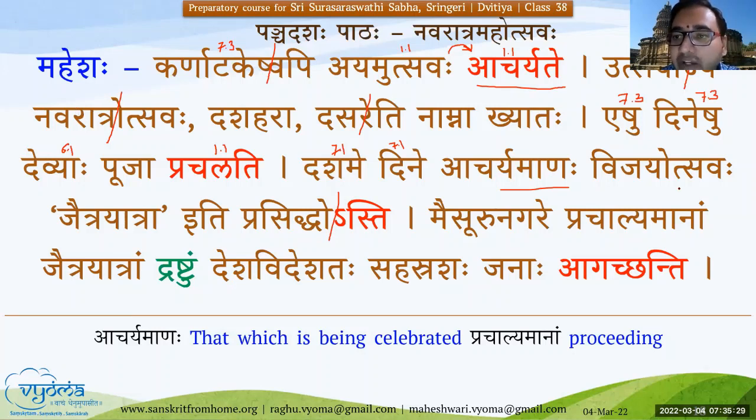Since Utsava is a Pullinga Shabda, okay? This Prasiddhaha is used and which is also in Pullinga, okay? Pratama Bhakti Ekavachanam. Suppose it was not Vijayotsava, suppose we want to use a Napumsakalinga word here, Vijaya Parva, Jaitra Yatra iti Prasiddham Asti, Parva Prasiddham Asti. Okay, and if it is Utsavaha Pullinga, it becomes Prasiddhaha Asti.